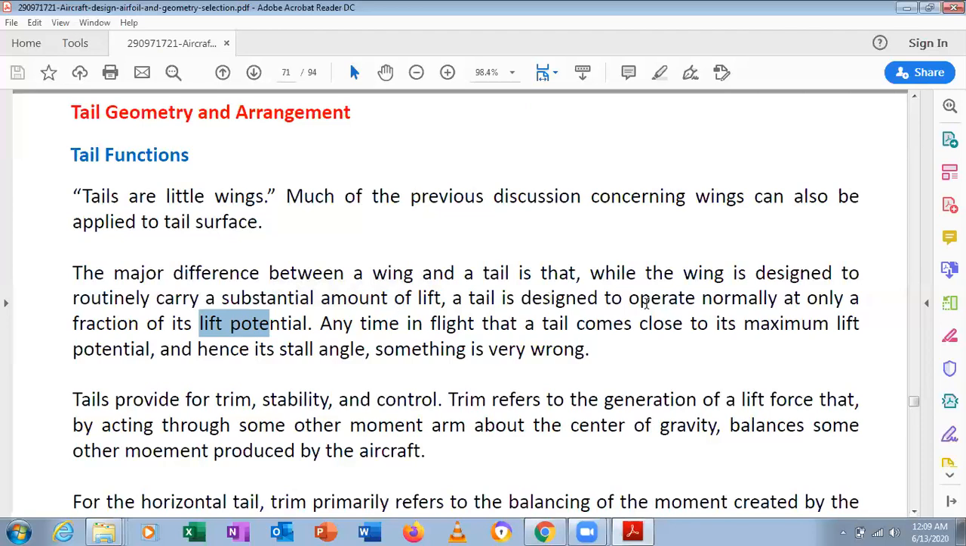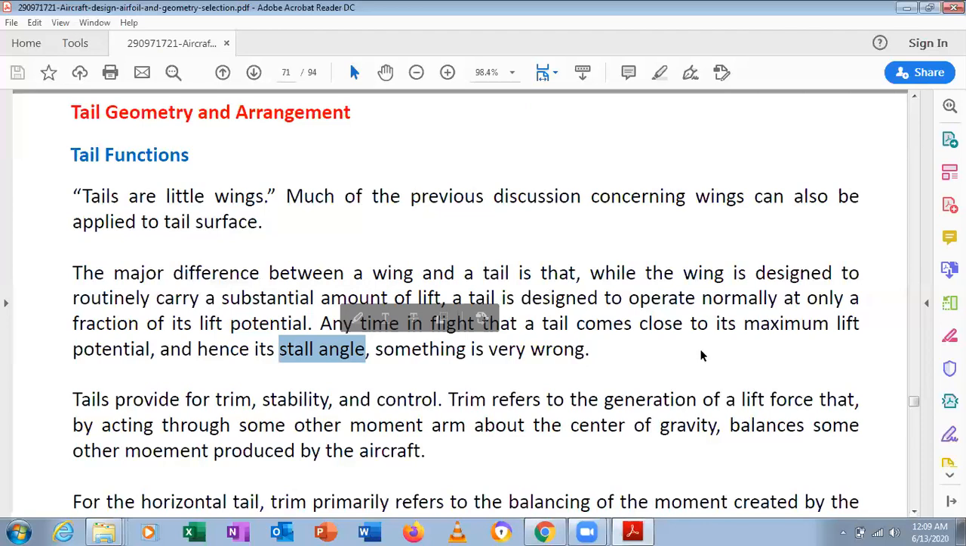The tail designed to operate normally at only a fraction of lift potential means it acts like a stabilizer. So any time in flight that a tail comes close to its maximum lift potential, hence its stall angle, we have to understand what that means.